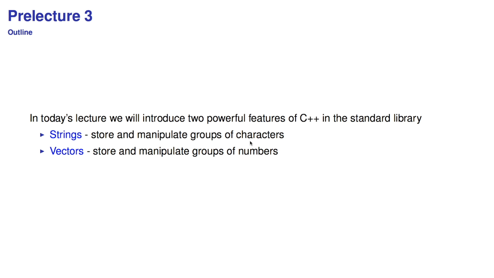Those two objects are strings, which are a way to store and manipulate groups of characters, and vectors, which provide a mechanism to store and manipulate groups of numbers stored in a linear fashion. They're not necessarily numbers, though, it could be any object, but at the moment we'll concentrate on numbers because those are often the more physical applications. We could easily have a vector of strings as well, which is definitely one example we'll see at some point. So, let's go over to discussing strings.